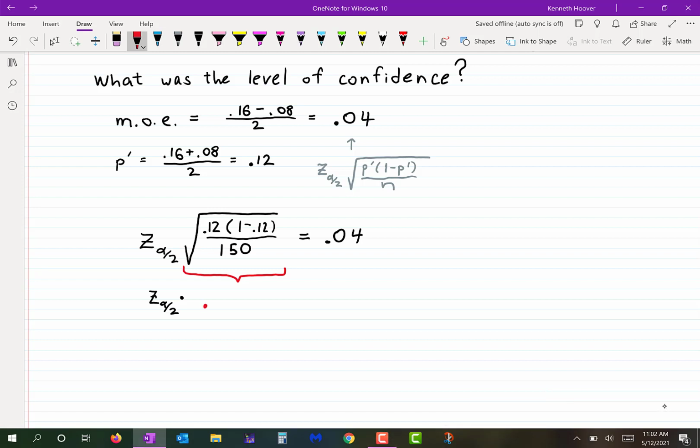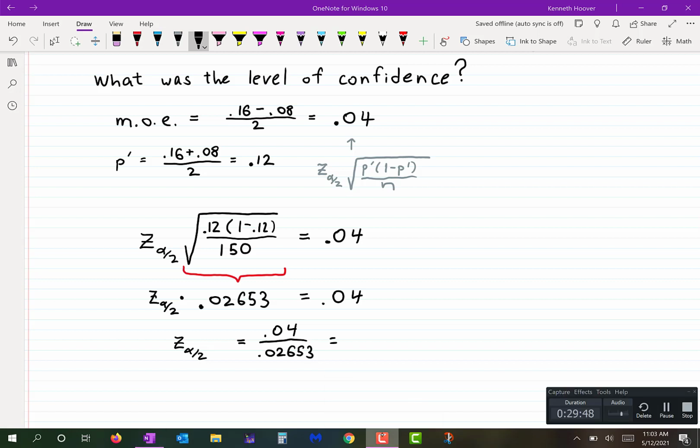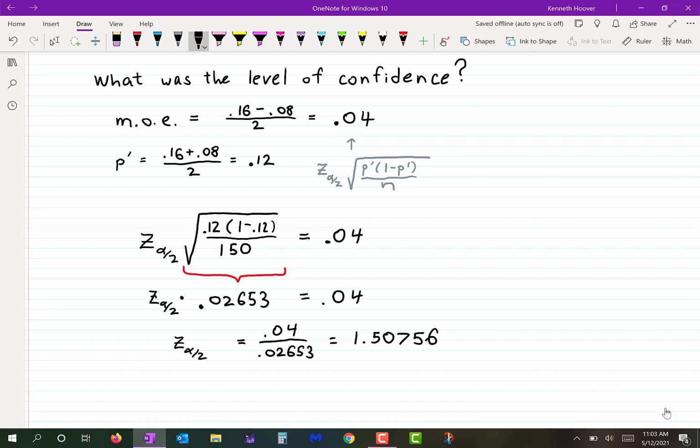That is 0.02653. Okay, divide both sides by that number. This is just algebra. We get the z-score equals 0.04 divided by 0.02653. Okay, what does that come out to equal? That comes out to be 1.50756.